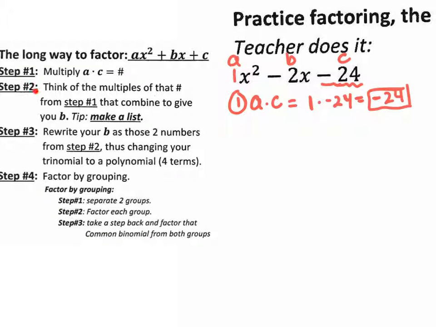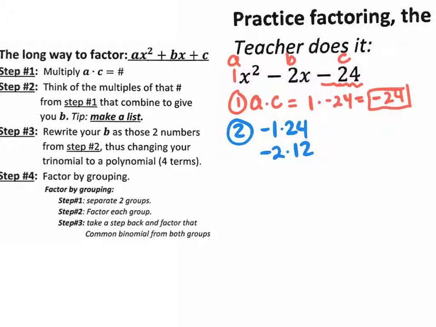Okay, step two. Think of the multiples of that number, negative 24, from step one, that combine to give you B. That combine to give us this middle value, negative 2. So what times what is negative 24 that combines together to give me negative 2? And it says right here, tip, make a list. Even if you could see it right off the bat, let's make a list, all right? Check it out. This is step 2. How could I get negative 24? Well, negative 1 times 24 will give me negative 24. Negative 2 times 12 will give me negative 24.